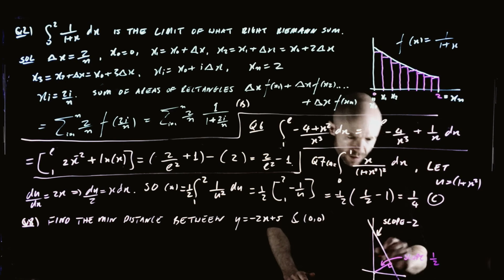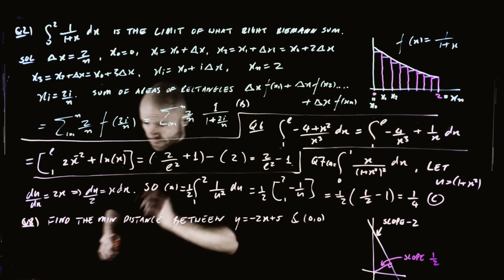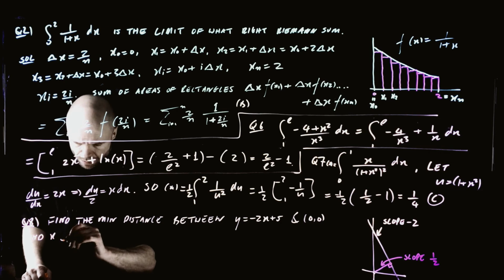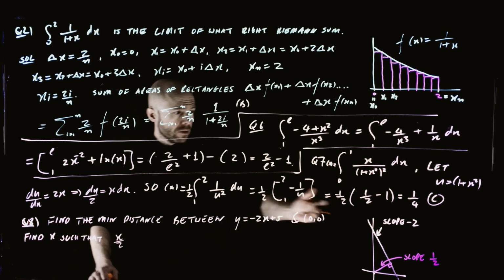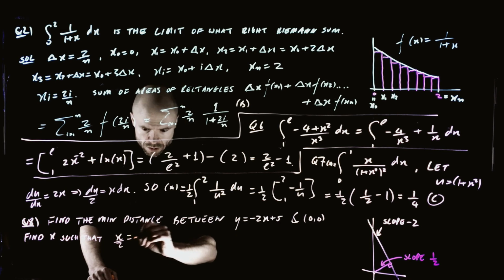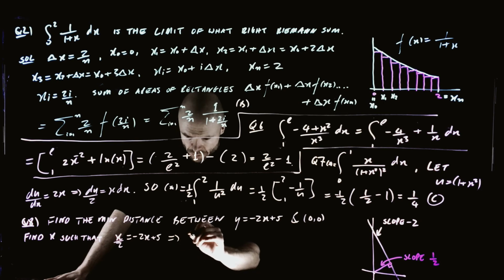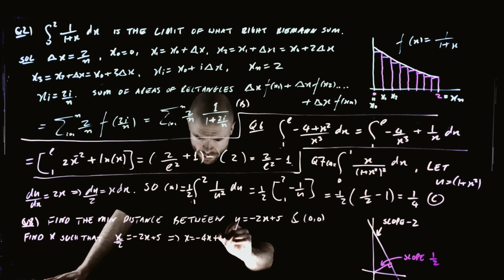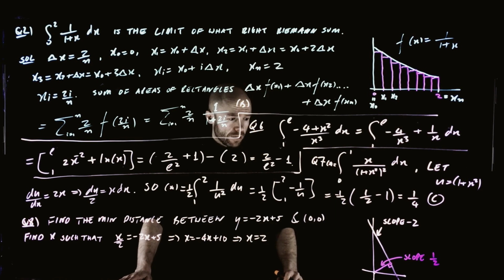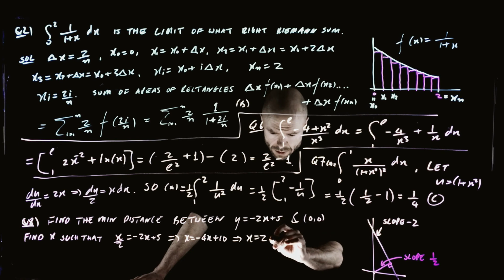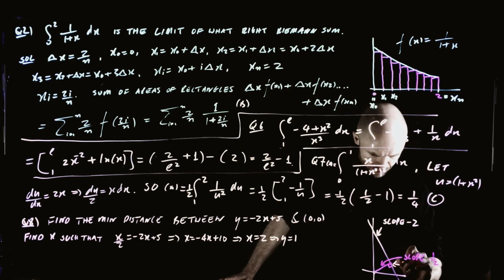Okay, so this point right here, which is the closest point, will be the point where this line intersects this line. And this line goes through 0 and has a slope of half, right? So find x such that a half x is equal to this thing. And then let's multiply everything by 2. That gives x equals minus 4x plus 10, which implies that x is equal to 2. And from this formula, if x is equal to 2, this implies that y is equal to just 1. So then this point right here will be the point 2, 1.